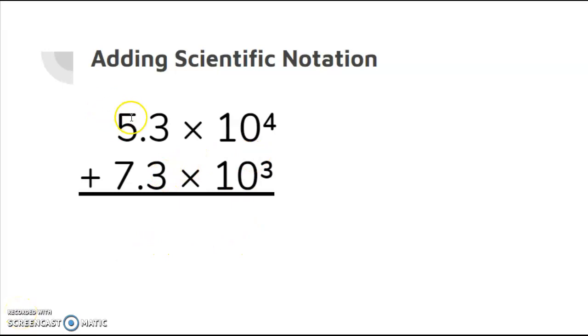Okay, so we have 5 and 3/10 times 10 to the 4th power. And we have 7 and 3/10 times 10 to the 3rd. Once again, our powers are not the same. And if our powers are not the same, we cannot add them together. So we can either turn 4 into a 3 or turn 3 into a 4. Once again, we're going to turn this 3 into a 4.